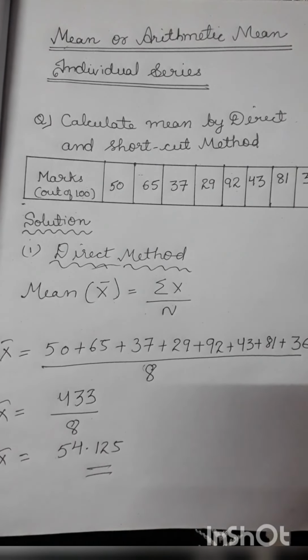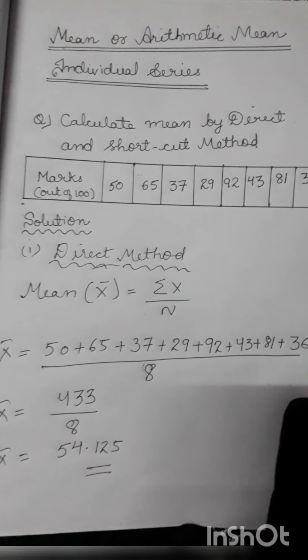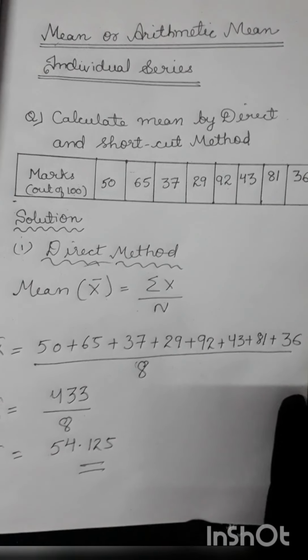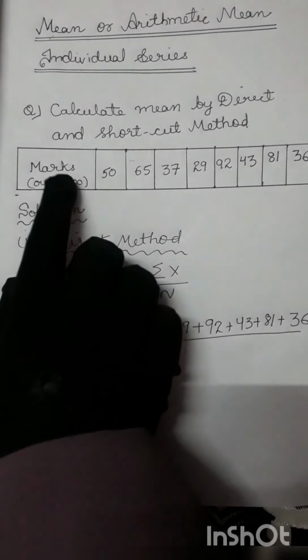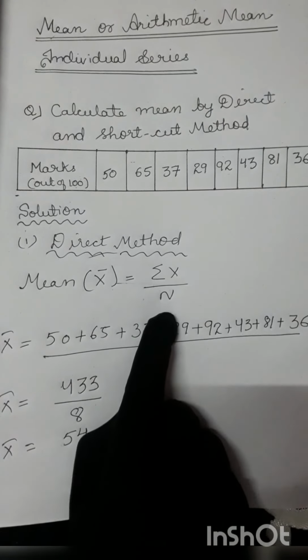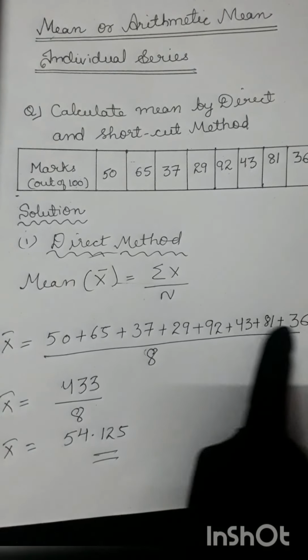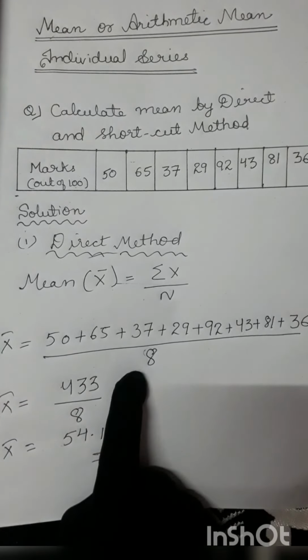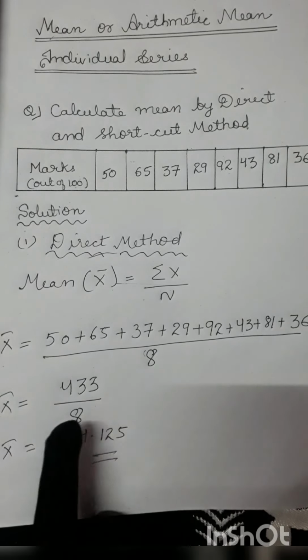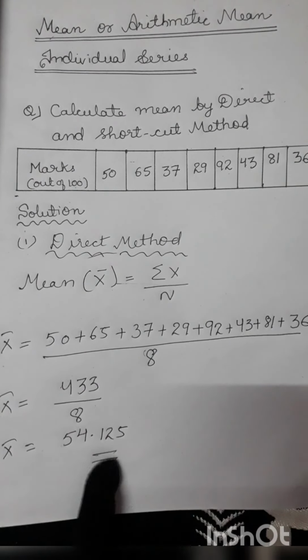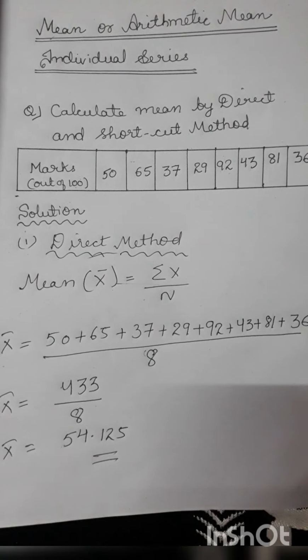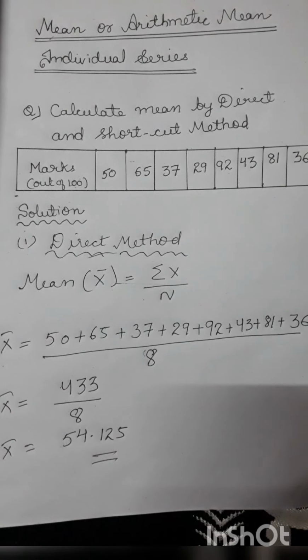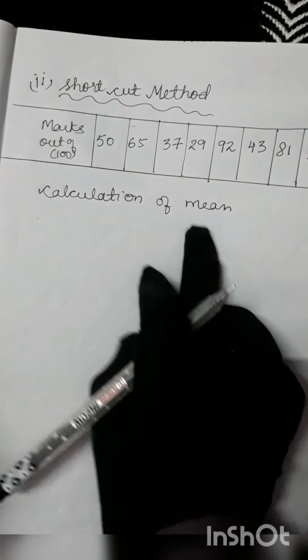Hope it's very easy to understand. Formula is very simple. Mean x bar is equals to sigma x by n. We have to just add all the values divided by number of items, then divide the number, we'll get the mean value. This one is the second method, calculation of mean individual series by shortcut method.